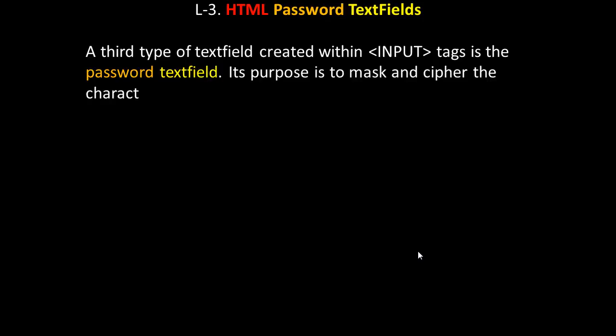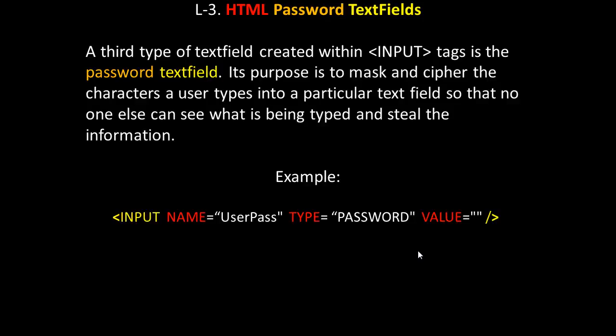Next, we have HTML password text fields. This third type of text field, created with input tags, has the purpose of masking and ciphering the characters a user types into a particular text field, so that no one else can see what is being typed and steal that information. For example, if we created an input tag with the name userPass and we set the type to password, it would create a text field, but when the user typed in the text field, instead of seeing alphanumeric characters, they would simply see dots masking the input. So that way anyone who was looking over their shoulder wouldn't be able to see the password they were typing in.